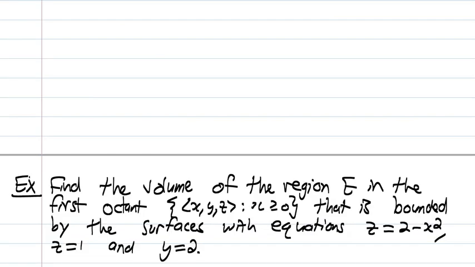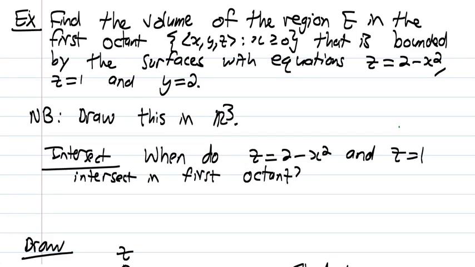Alright, so the first example I've chosen is this example. We want to find the volume of the region E in the first octant. So the first octant is all of the points where x is greater or equal to 0, y is greater or equal to 0, and z is greater or equal to 0. That is bounded by the surfaces with equations z equals 2 minus x squared, z equal to 1, and y equal to 2. So we have a solid or a region in R3.